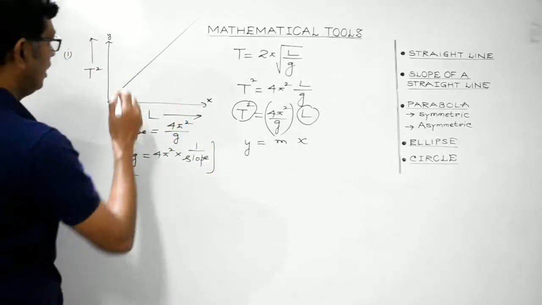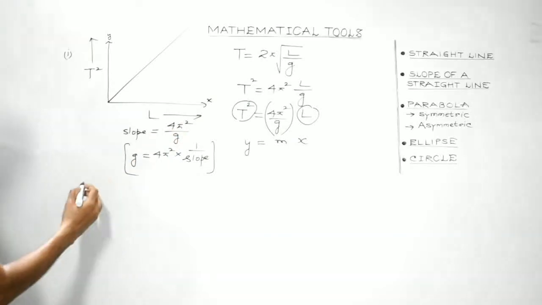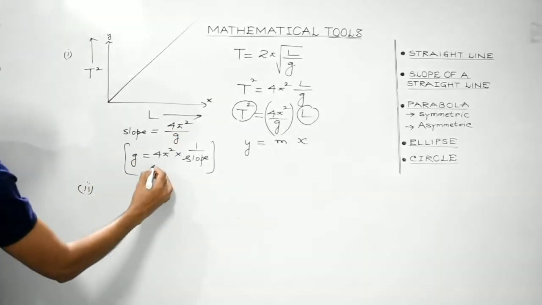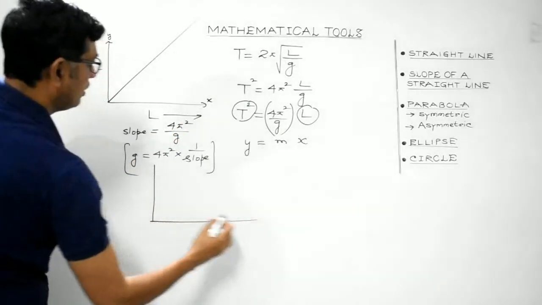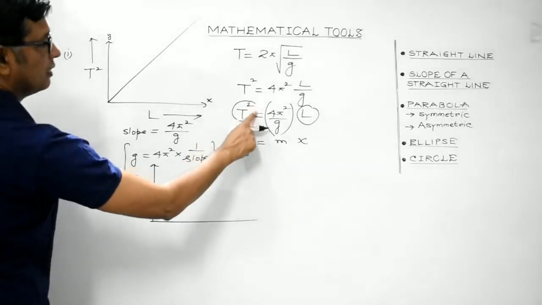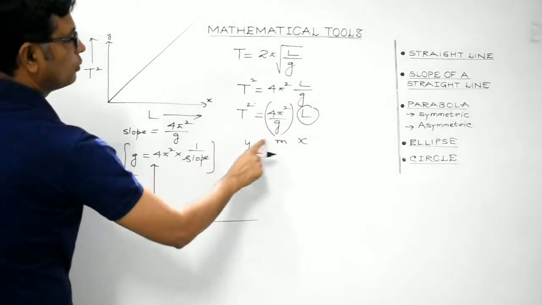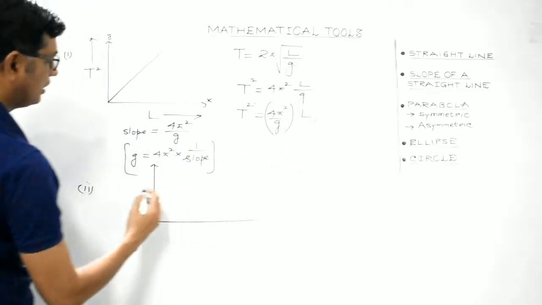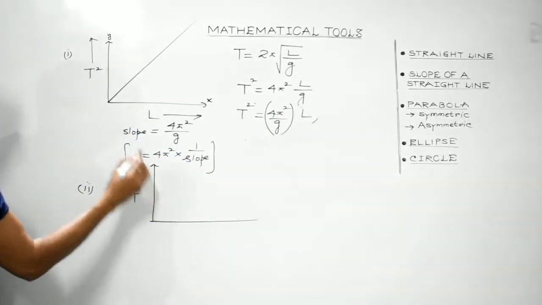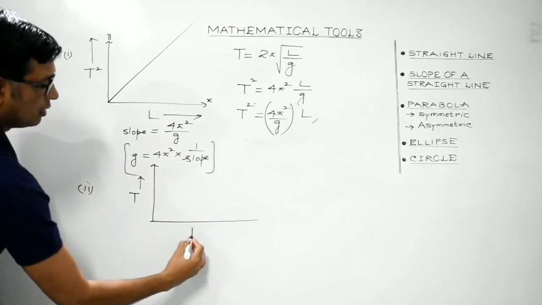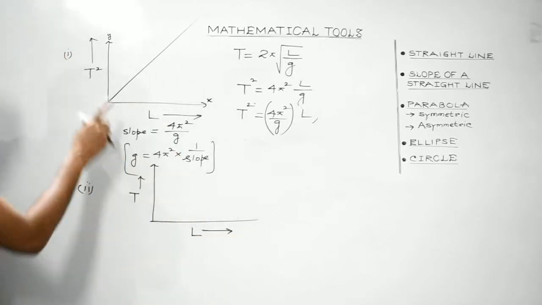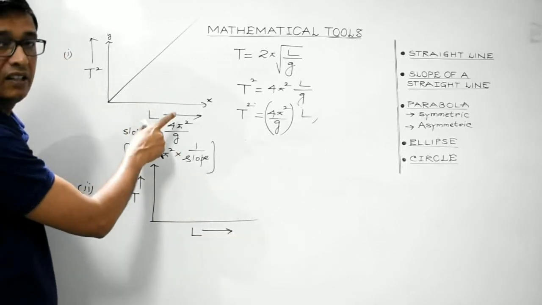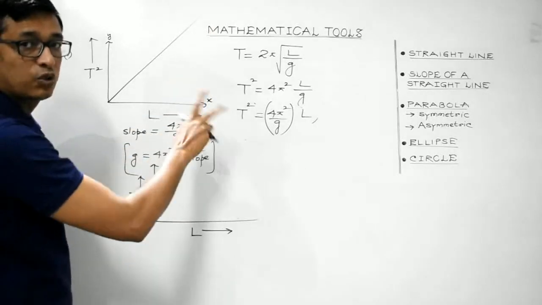So now let's consider the same case, where we are supposed to plot a graph between T and L, not T square and L. We are supposed to plot a graph between T and L, right? Earlier we plotted a graph between T square and L. Please try to understand the difference. Here we have plotted the graph between T square and L. It would be a straight line passing through the origin.